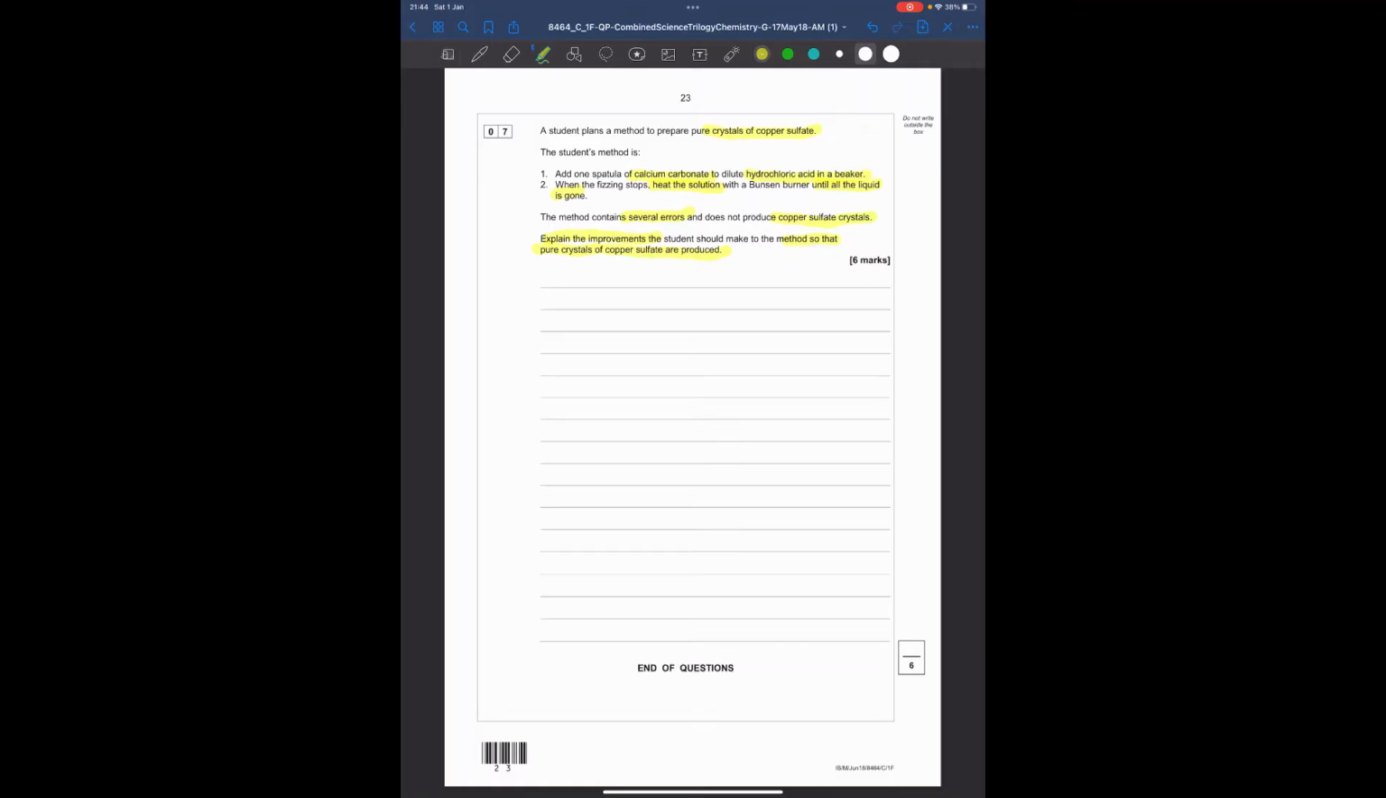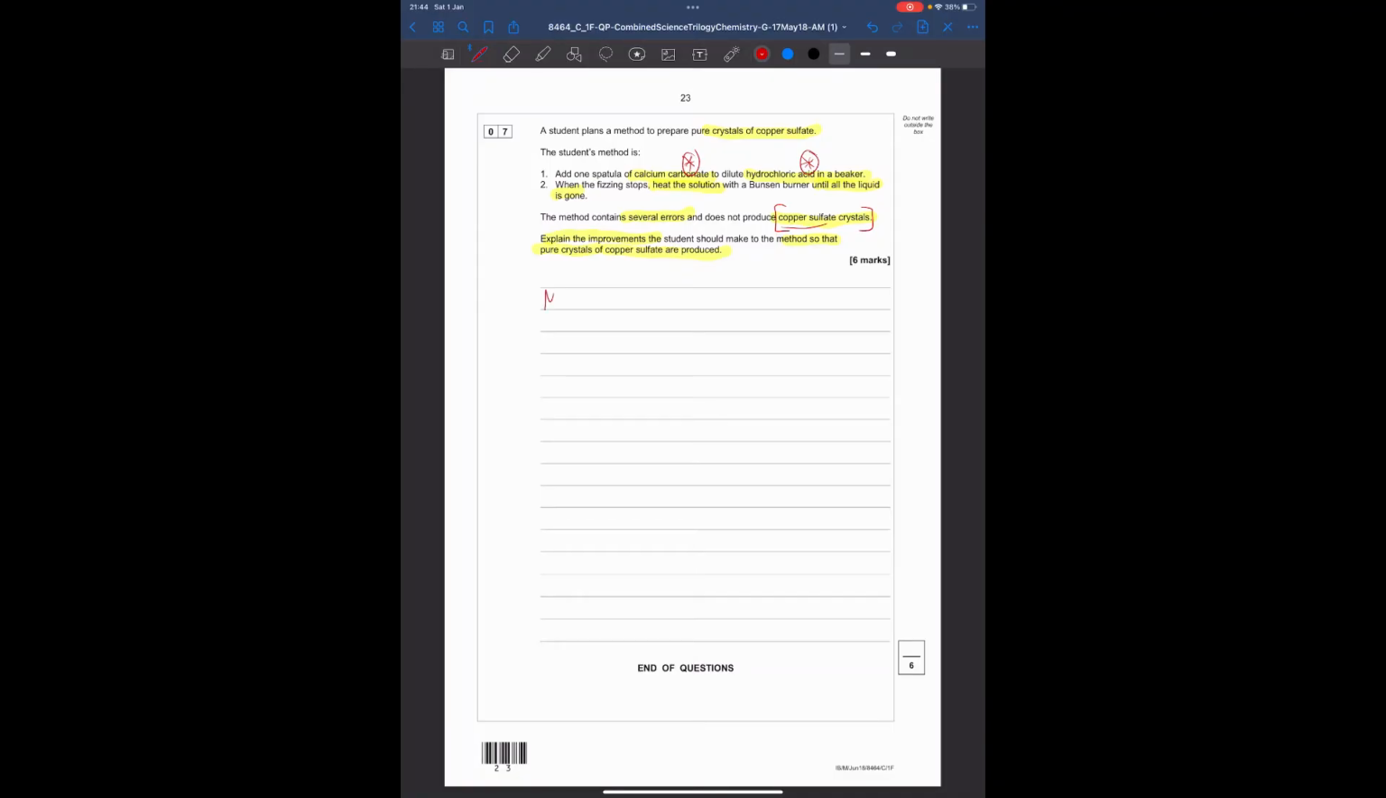So, what I would do is break it down into the mistakes and then the improvements to the method. The key thing that we've got to do is actually say how it could make copper sulfate crystals. Because what if they reacted together? Calcium carbonate and hydrochloric acid. That would not make copper sulfate. There's no copper and there's no acid that would make a sulfate.